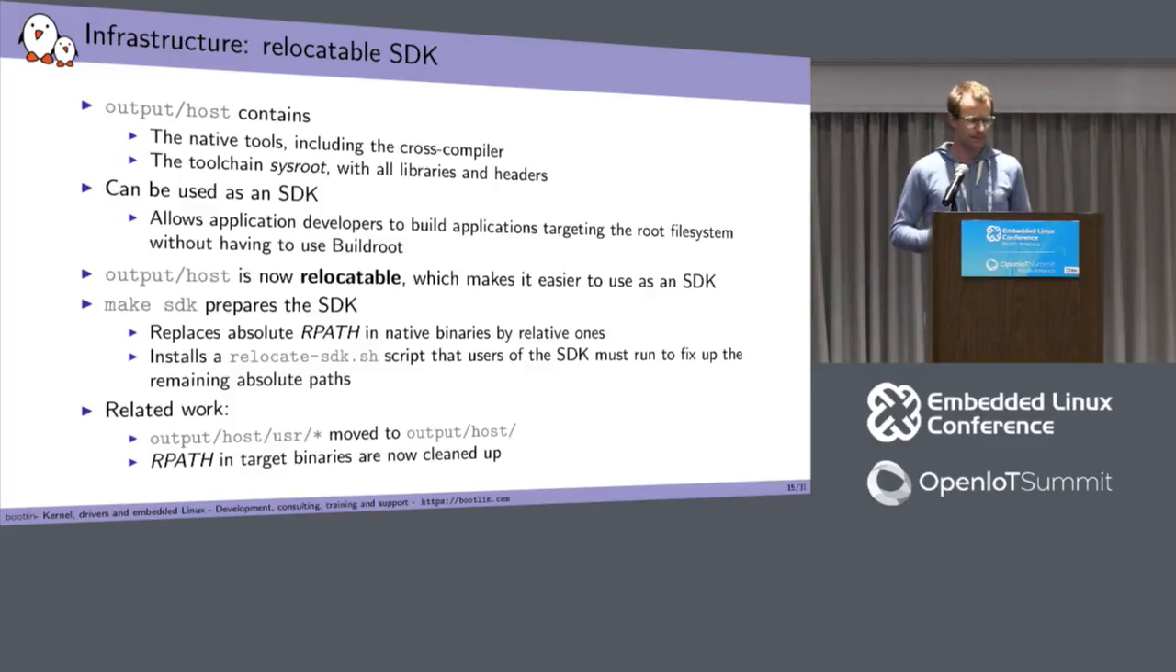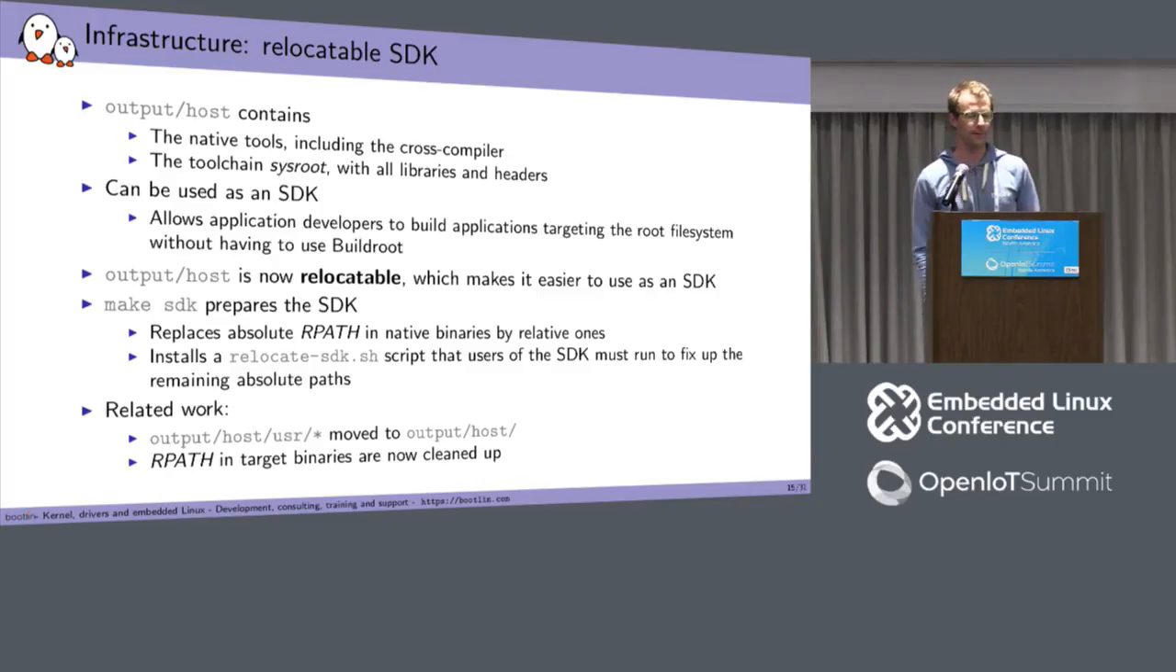And this output/host folder can be used as an SDK. It has the compiler, all the libraries, all the headers, so you can give that to application developers and they can use it to build applications that will run on the target that has been produced by Buildroot. But that SDK was not relocatable until now. So if you had built it under, I don't know, /home/foo/buildroot/output/host, it had to be installed at that very same location, which is obviously annoying.